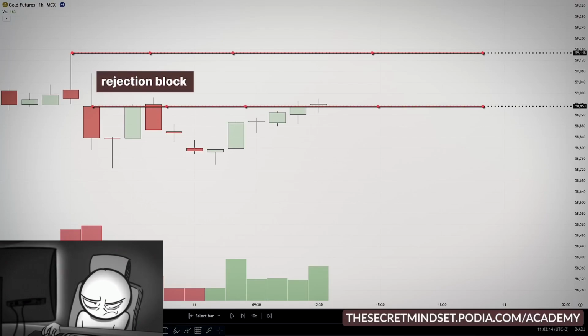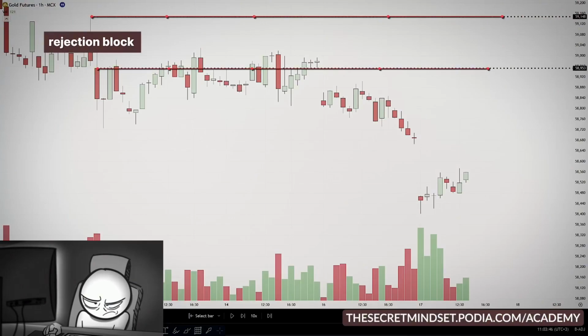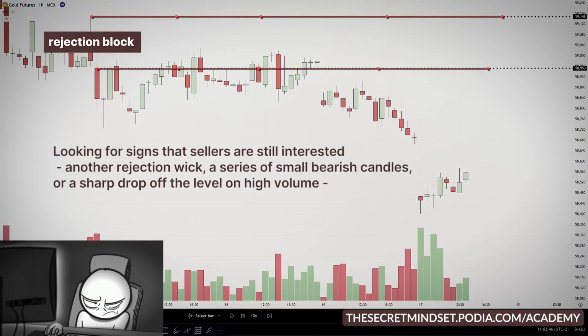While we wait, we are watching to see how the price acts near this level. Does it start to slow down as it approaches? Do we see little hesitation candles? These are signs that traders remember this level and are getting ready to act. When price comes back to test the rejection block, we pay close attention. We are looking for signs that sellers are still interested. This might look like another rejection wick, a series of small bearish candles, or a sharp drop off the level. If we have this confirmation, we short the market when price retests the rejection block and shows signs of respecting it.